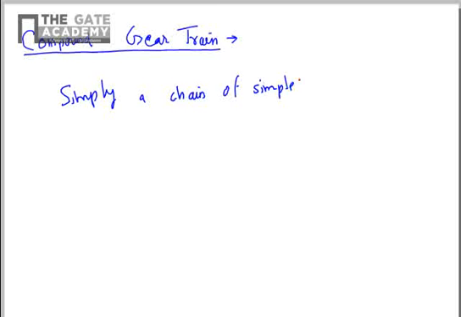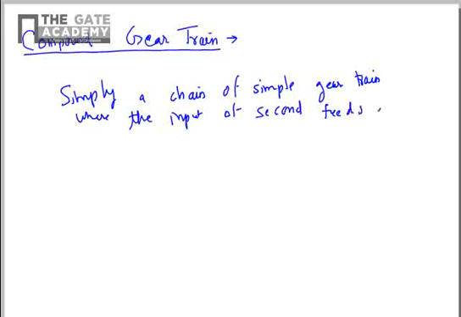In the simple gear train, you saw that the shafts are coaxial and all the gears are in mesh with each other. So in a compound gear chain, we have a chain of simple gear trains where the input of the second feeds the output of the first. In simple words, the output of the first is connected to the input of the second.